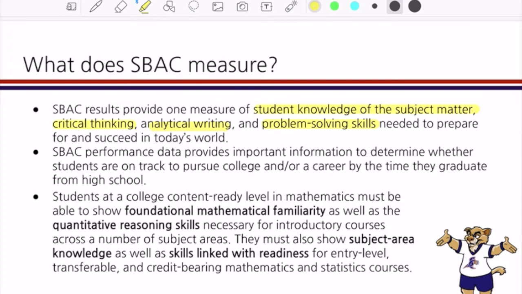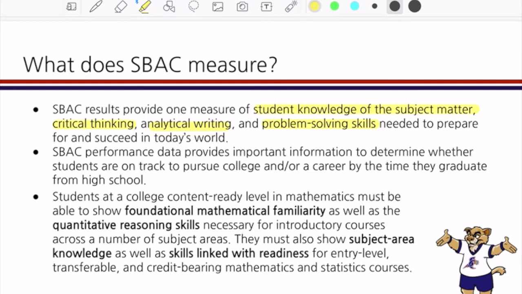Students that are at a college content ready level in math must be able to show foundational mathematical familiarity, as well as the quantitative reasoning skills necessary for introductory courses across a number of subject areas. Students must also show subject area knowledge, as well as skills linked with readiness for entry-level, transferable, and credit-bearing mathematics and statistics courses. So colleges are not using your SBAC score for an admission requirement. It's different than the SAT.